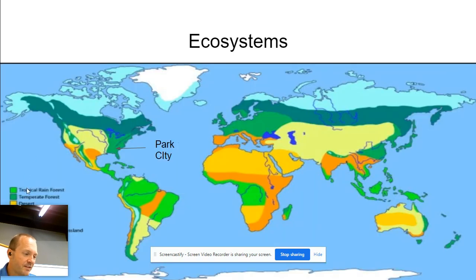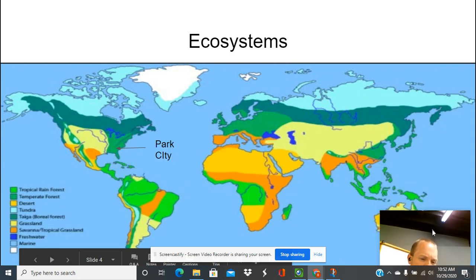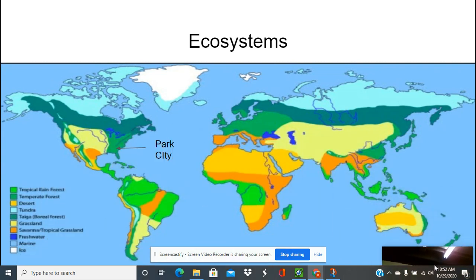Okay, so this gives an example. I know Ms. Hubbard's been talking to you all about different places in the world. And you'll forgive me, that Park City looks like I put capital I after city. But anyway, these are examples of different types of ecosystems.